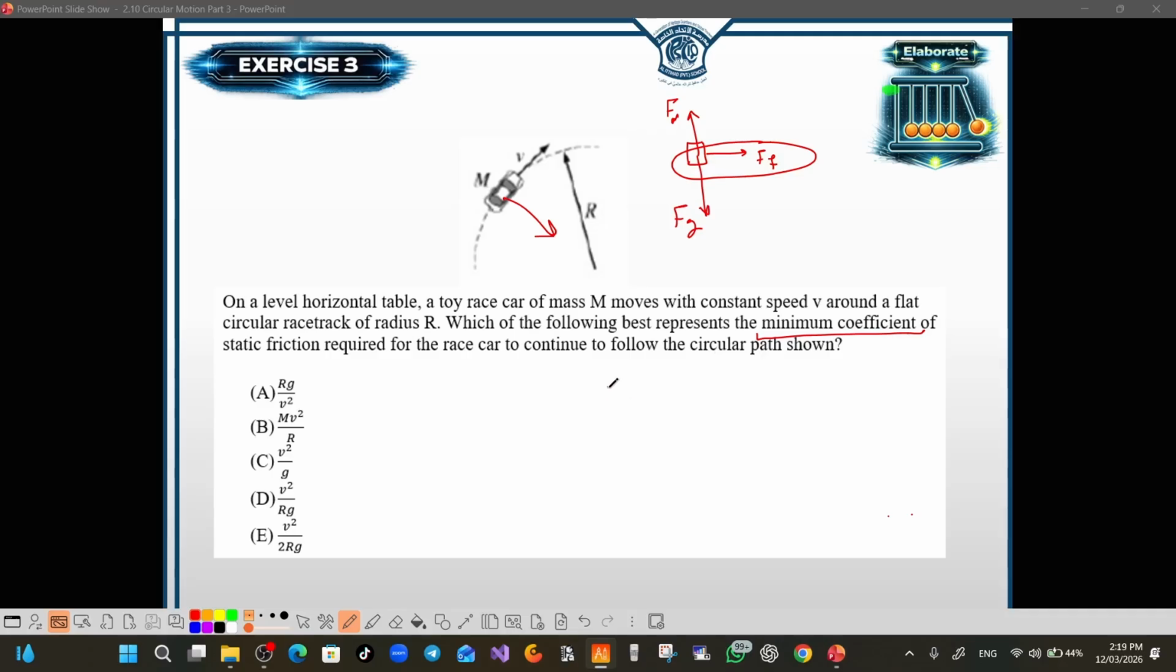Now applying Newton's second law, F net is equal to ma. We have only three forces acting here, so Fn plus Fg plus Ff equals ma. Now first we apply the projection along the centripetal acceleration.